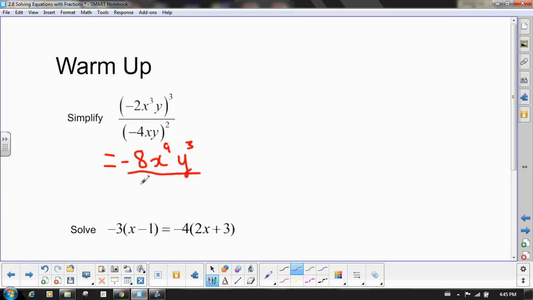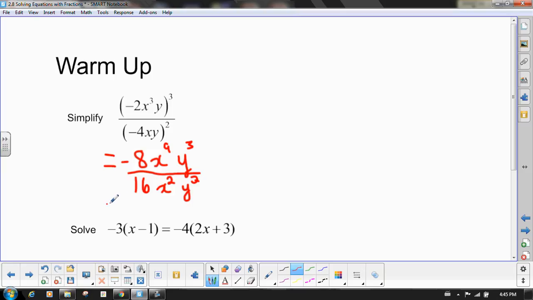Our denominator, I have negative 4 and I'm squaring it. So because it's inside the bracket, the negative is included. And negative 4 multiplied by negative 4 is positive 16. I'm going to have x squared and y squared. So that's one step. Well, actually, I guess two steps if you want to think of it that way.